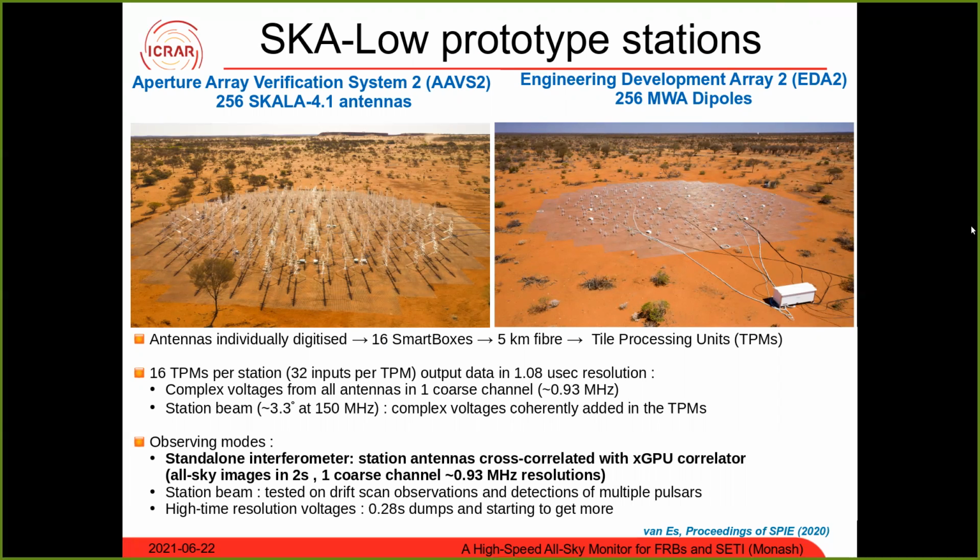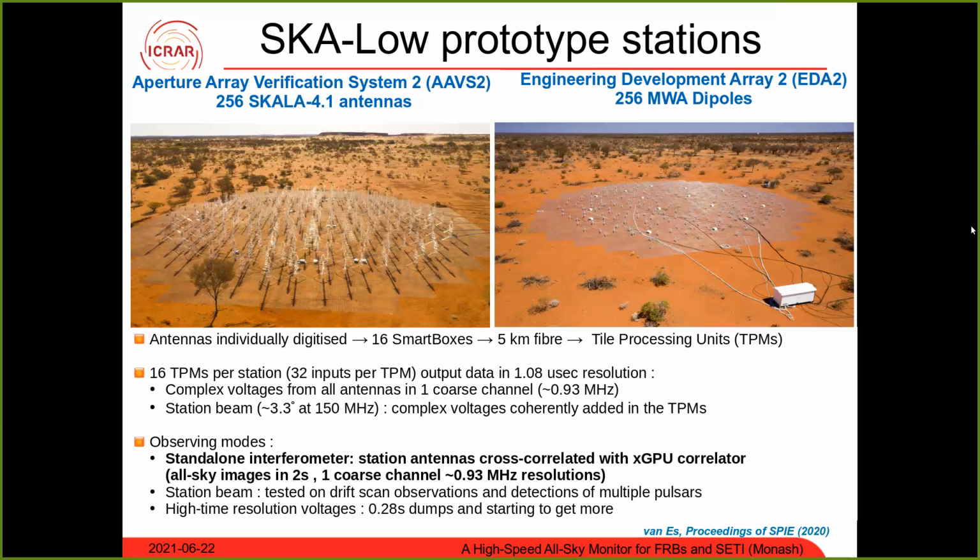And then each of them produces a stream of complex voltages in X and Y polarization, which are later cross-correlated with other stations. Now, the station beam is of the order of 3.3 degrees at 150 megahertz. This is not the mode that I will be mostly talking about.